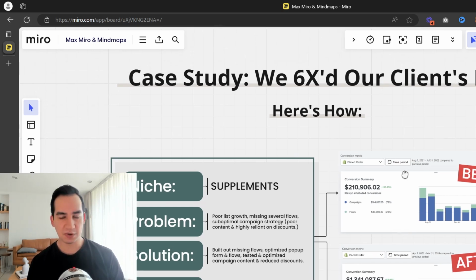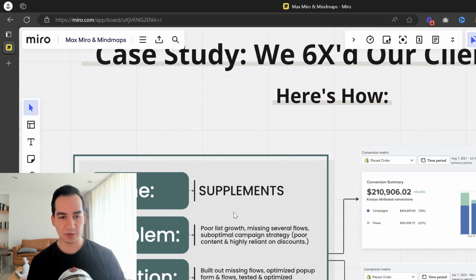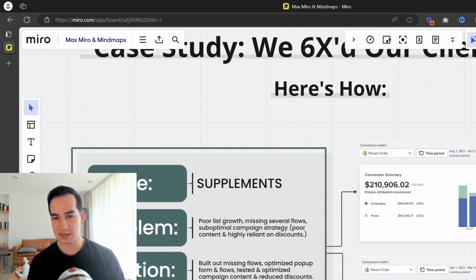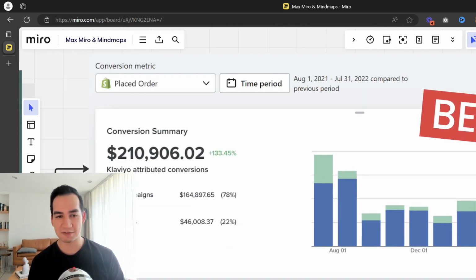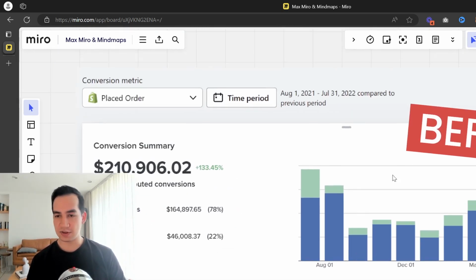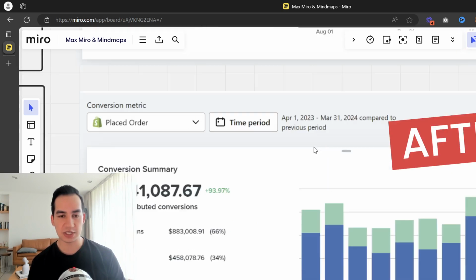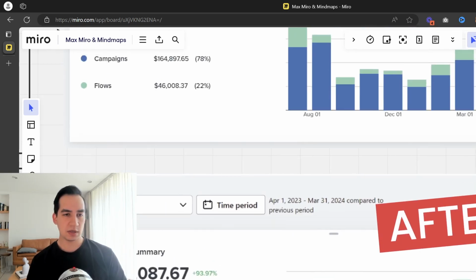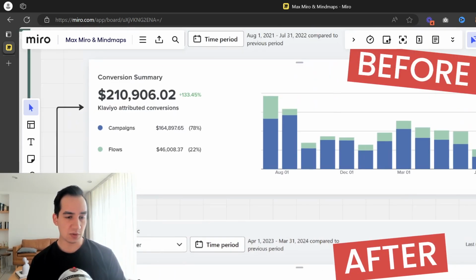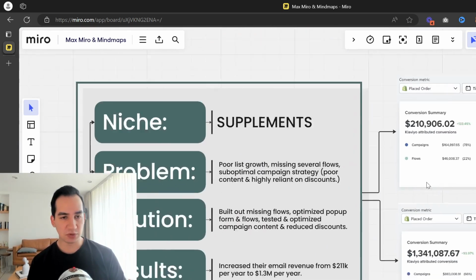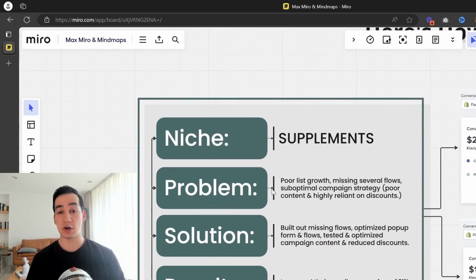So, diving right in. This is a supplement brand, and of course, the before and after stats. This is over a 12-month period, 210,000 US dollars attributed to Klaviyo in the year of 2022. Directly after, from 2023 to 24, we 6x that to 1.3 mil over 12 months. So, massive improvement. And here was sort of their starting situation.